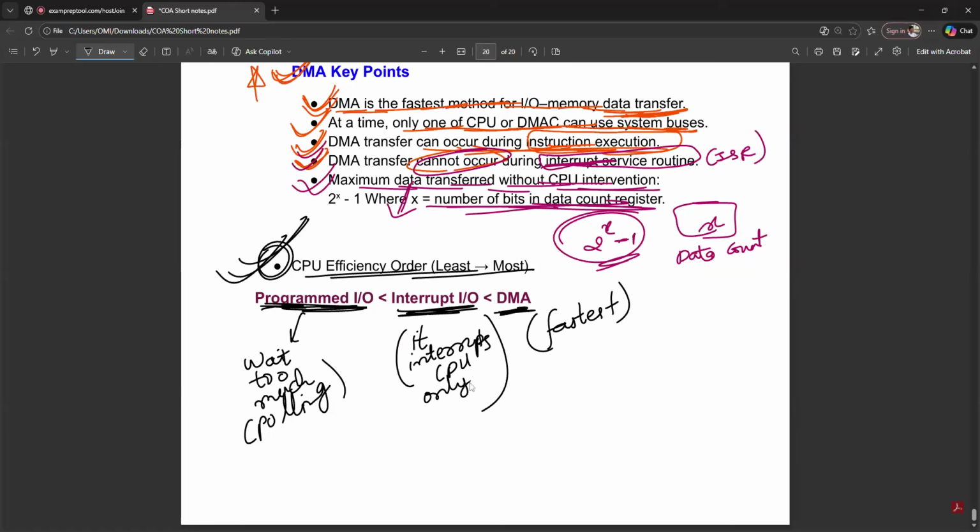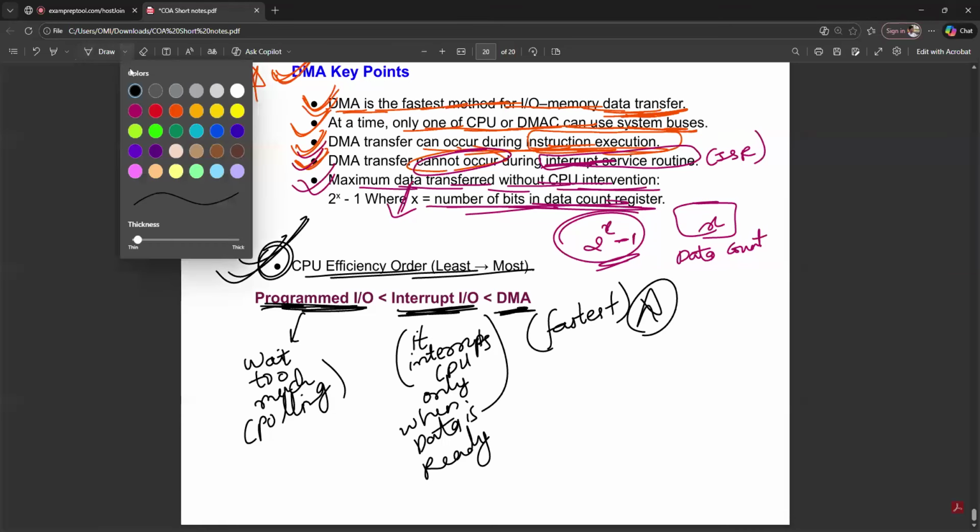In interrupt IO, it interrupts the CPU only when data is ready. So this is the CPU efficiency order. Please take care of these things.